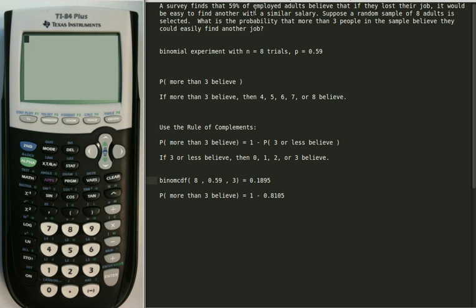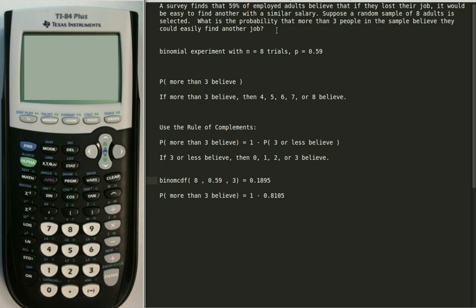Okay, we have a survey that finds that 59% of employed adults believe that if they lost their job, it would be easy to find another with a similar salary. Suppose a random sample of 8 adults is selected. What is the probability that more than 3 people in the sample believe they could easily find another job?